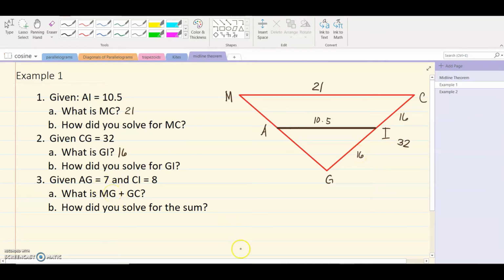Okay, next we have given AG. But before that, let us first erase the previous examples. Okay. Then this one. So AG is 7. Then CI is 8.